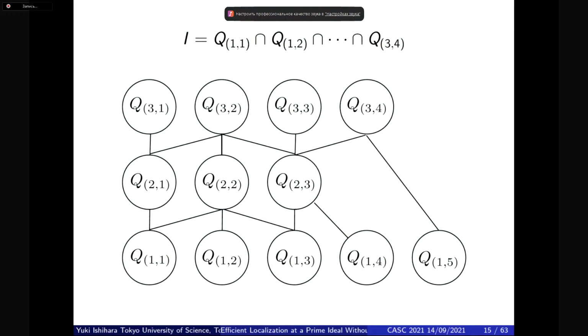So in the general case, the graph of primary components is more complicated, like this. I has a primary decomposition like this: Q1, Q2, Q3, Q4. And I has a graph of primary components like this. So Q1, Q1,2, and Q1,5 are isolated, and the others are embedded.